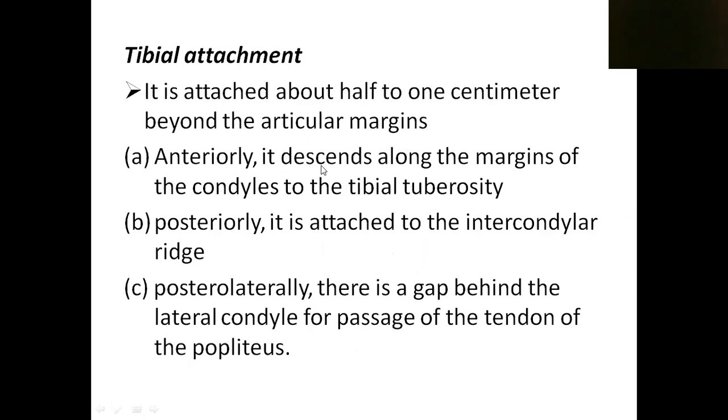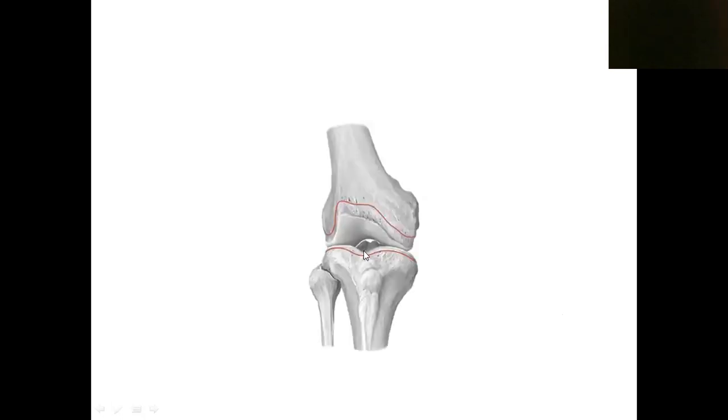Here also, anteriorly it descends along the margin of the condyle to the tibial tuberosity. What does that mean? See, here you have to make some modifications. Anteriorly it runs downward like this and extends up to this tibial tuberosity. See, anteriorly it runs downward and reaches the tibial tuberosity. The tibial tuberosity is this roughened area. So anteriorly, this attachment moves downward.